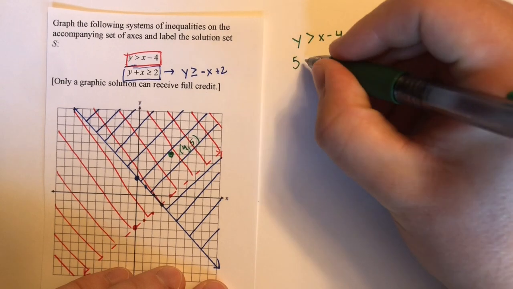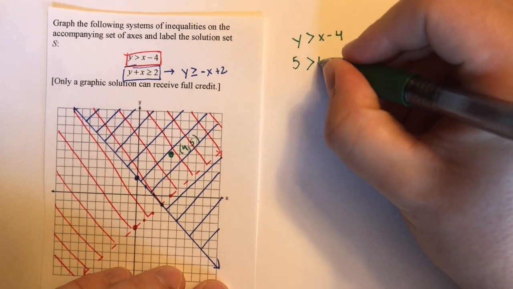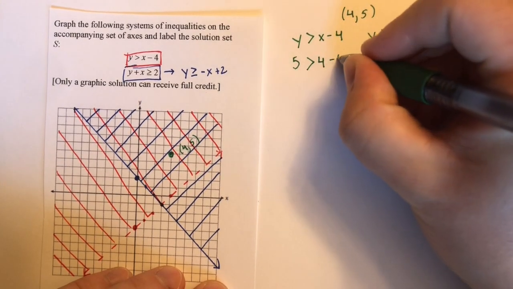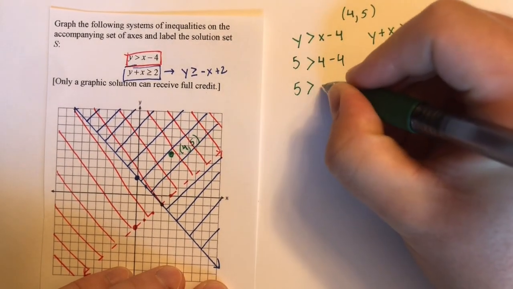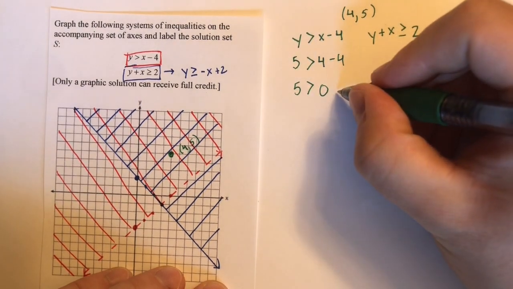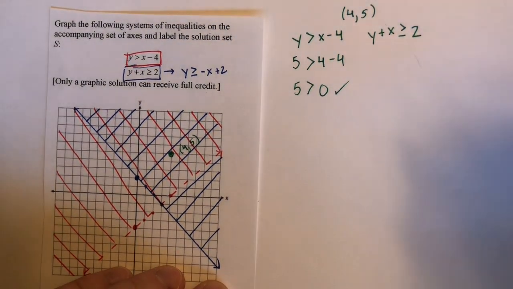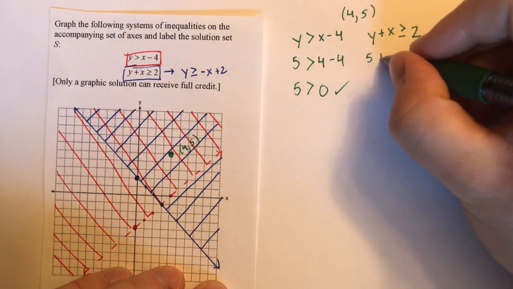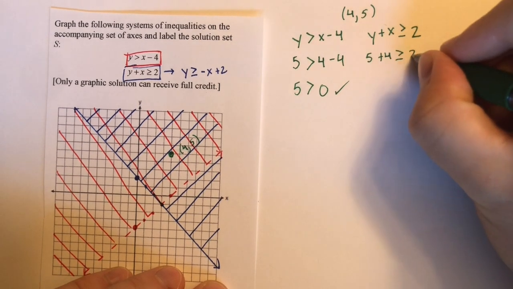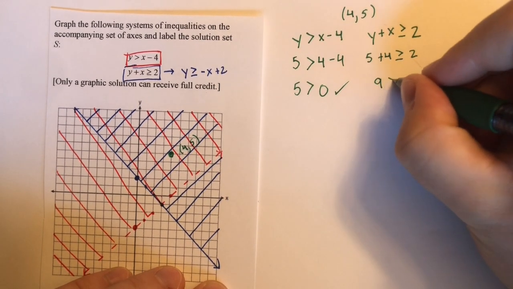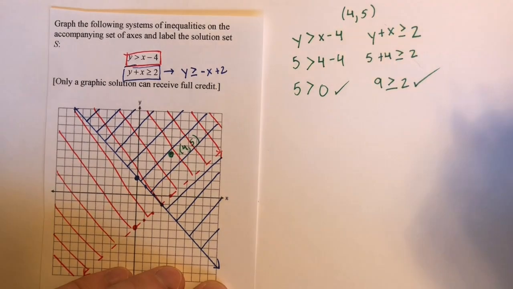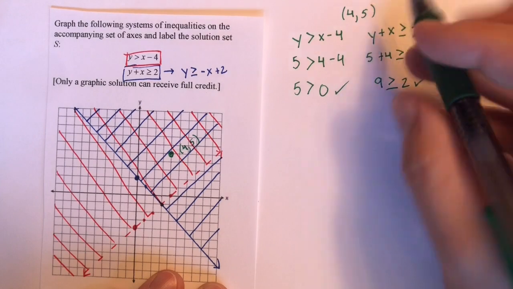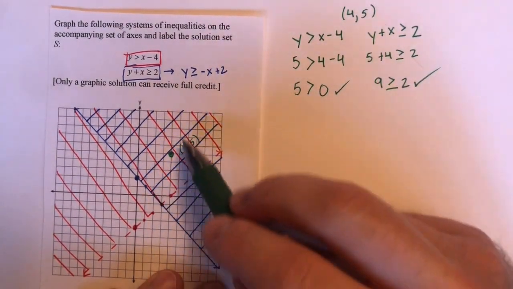So the y value is 5, the x value is 4. 4 minus 4 is 0. 5 is indeed greater than 0, so this works out. We're good to go. Over here, the y value is 5, the x value is 4. When I add them together, I get 9, and 9 is greater than or equal to 2, which is true, which means it works out. So 4, 5 is indeed a solution, and this is indeed our shaded region.